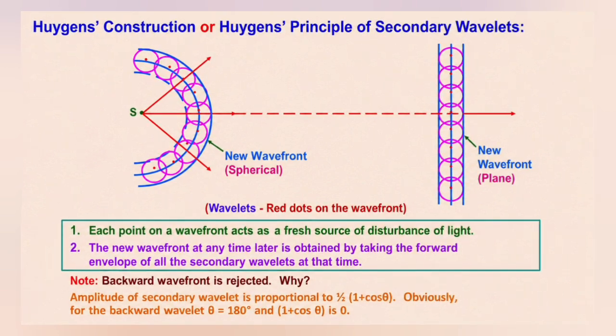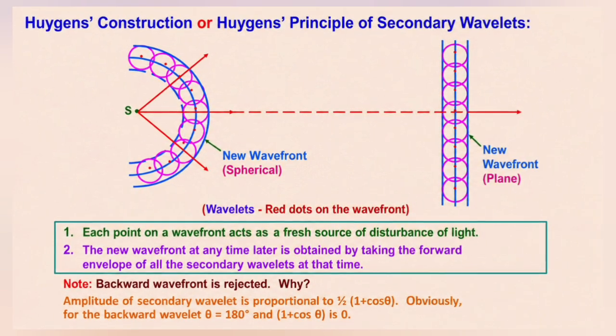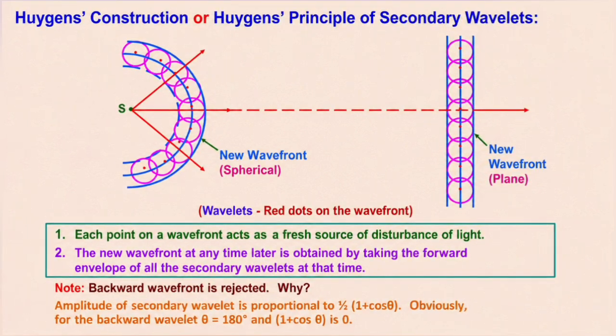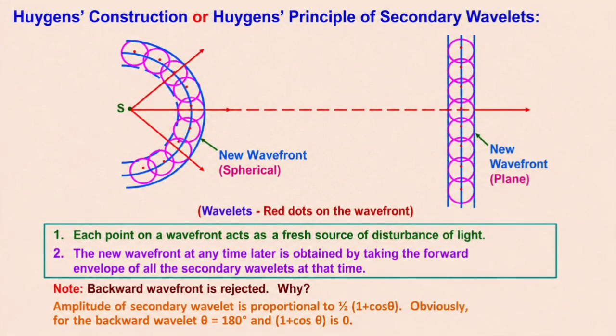Now let's discuss the Huygens construction or Huygens principle of wave, which we already discussed in the last slide. Now on the left side you can see the source is a point source and we are getting a spherical wavefront, and on the right side we are getting a planar wavefront as the source is at infinite distance. Now here the solid blue lines are called the primary wavefront. On the primary wavefront you can see we draw some red dots. So these red dots are called the secondary wavelets.